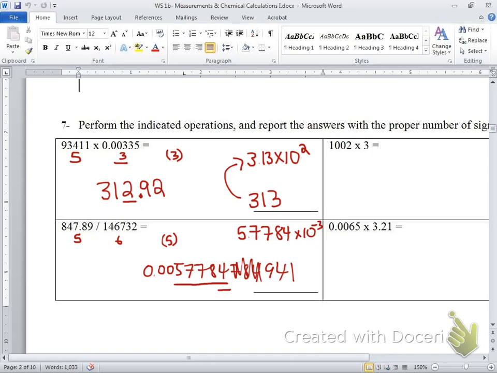Okay, let's do these others. Whoa, I can do the math for that. We're assuming these are measured numbers. So that becomes 3,006. How many sig figs? There's 4 in the first number. Assuming these are all measured values, then this is 1. So the answer should have 1. I see this all the time.